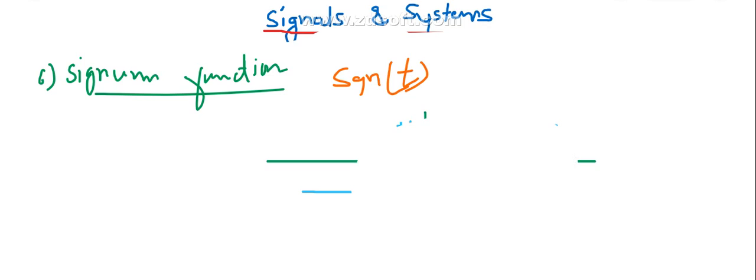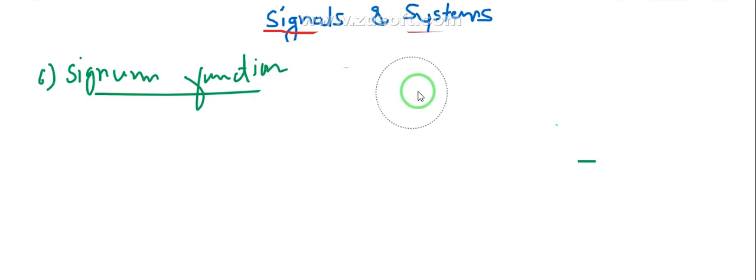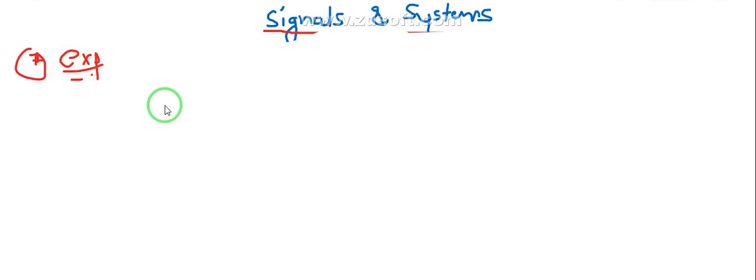Next signal is the exponential signal. There are two types: exponentially increasing or exponentially decreasing. This is signal number 7 or 8, I don't know. I am writing exponential signal in shortcut.